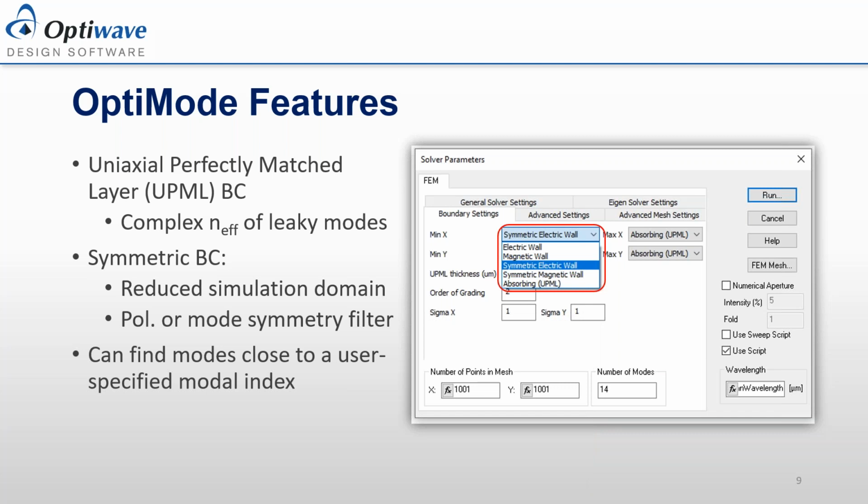And the last thing I want to talk about in terms of the features of OptiMode is if you're chasing a specific mode, you actually have a good idea of what the modal index of the mode you're looking for is. There are settings within the product that allow you to specify the actual modal index you're looking for, and that will help fine-tune the search to focus on that particular region.